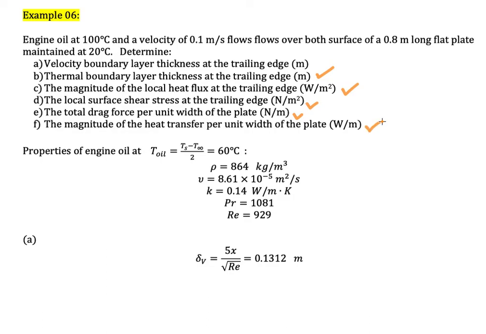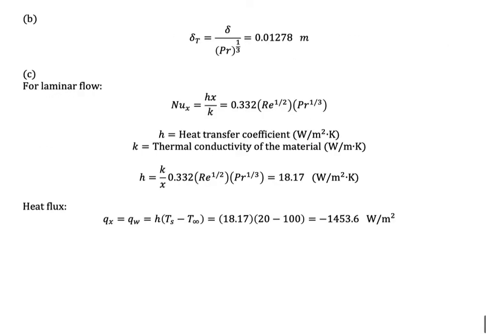The properties of engine oil are given like this. Then we could calculate the velocity boundary layer thickness by using the Blasius exact solution. So we could get delta V, the velocity boundary layer thickness, as 0.1312 meters. And then, because it is laminar, we could calculate the thermal boundary layer thickness as 0.1278.